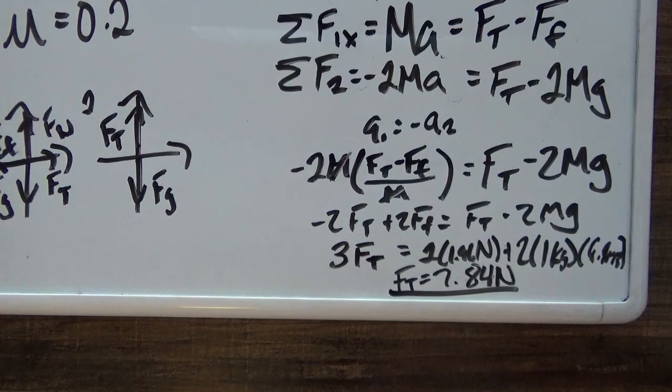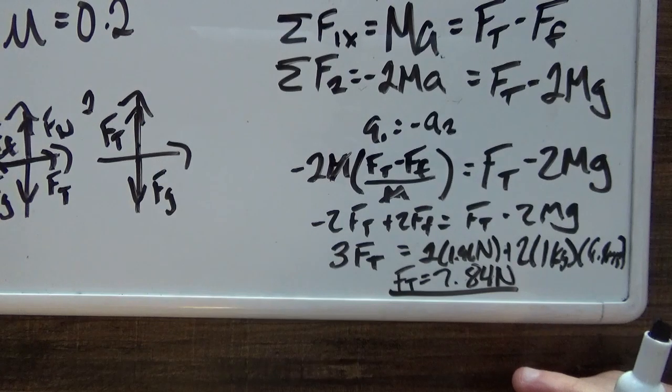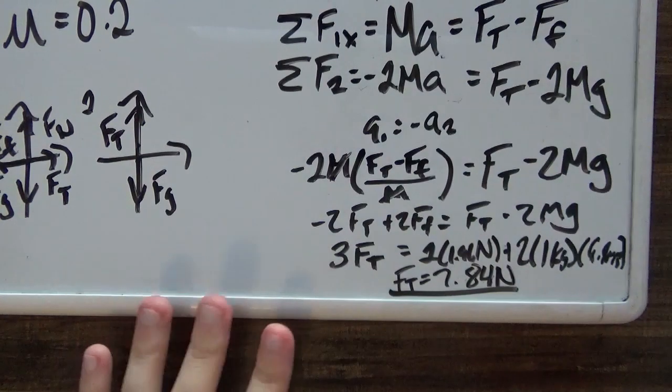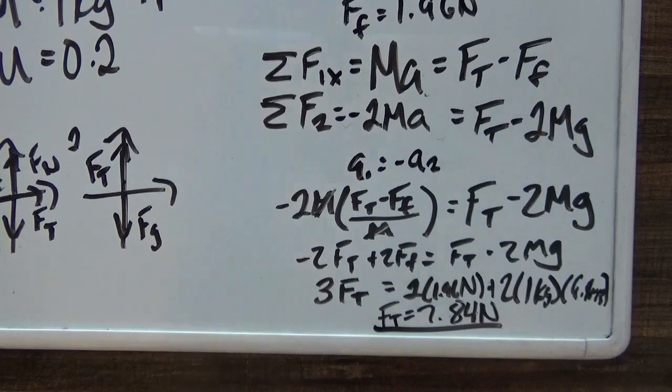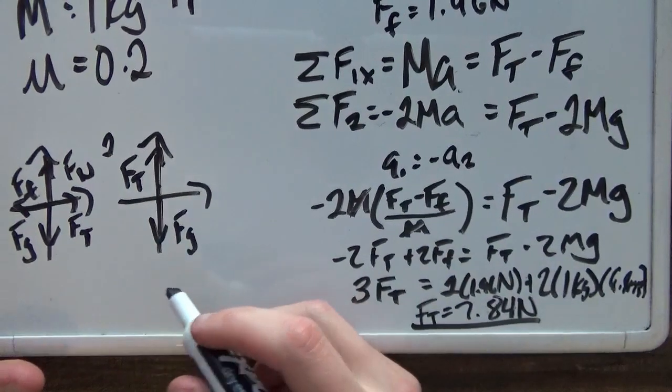My suspicion was correct. I knew that this was where I was supposed to talk about something. So yeah, that's why the book answer would be 8, or if you use 10, you would get 8 here. But I got 7.84 because I used 9.8. So that's our tension. We just have to plug in here to get acceleration, our other value, much like the previous ones. I'm going to do that over here, I guess.